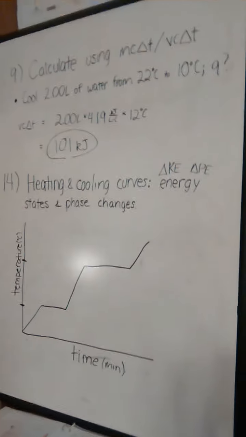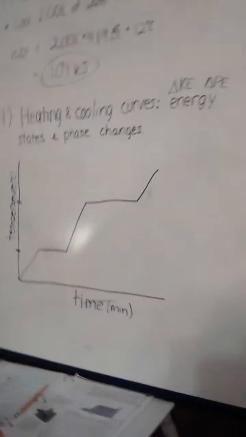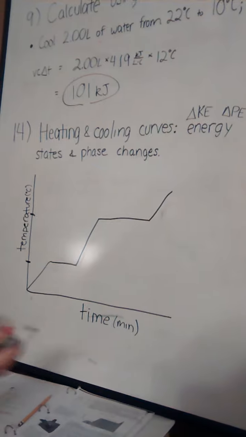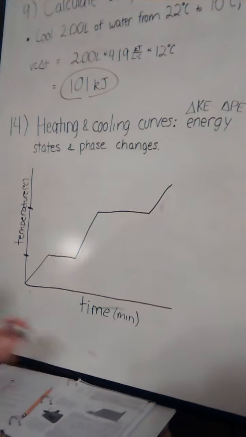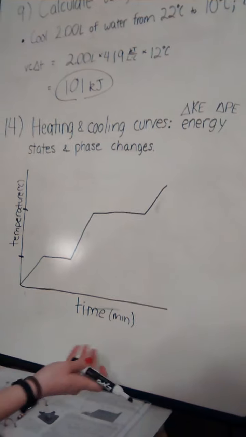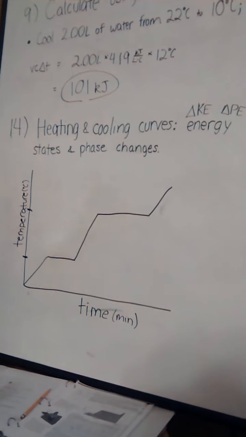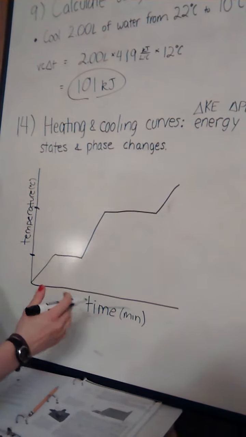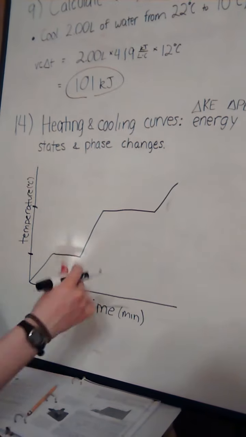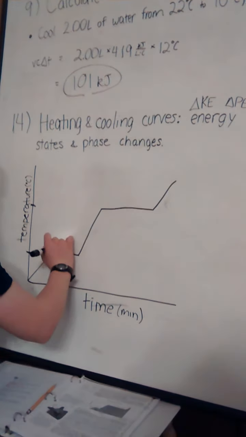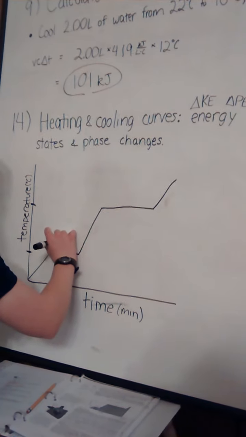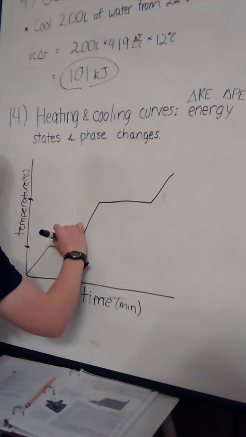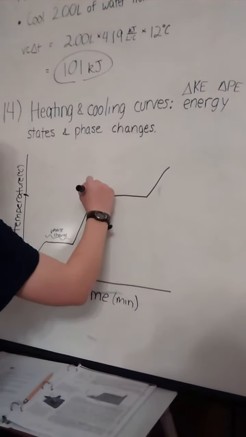And then Objective 14 talks about heating and cooling curves. I'm going to show you the different kinds of energy, the different states, and the phase changes, where those are. So this is what a graph would look like generally. Time is on the bottom, temperature is on the side. These flat areas, time keeps going, but temperature does not change because it's in the middle of a phase change. I'm going to label these. Those are our phase changes.